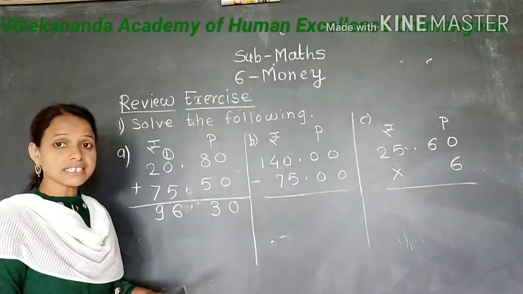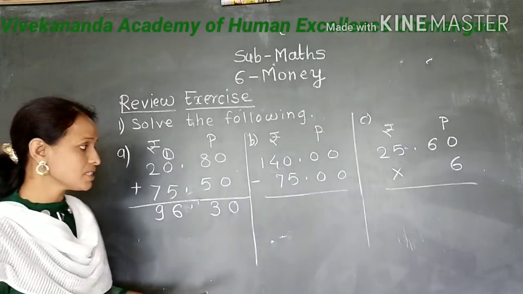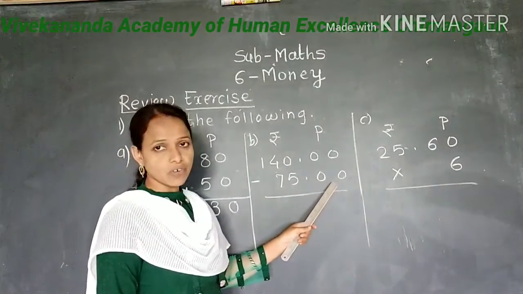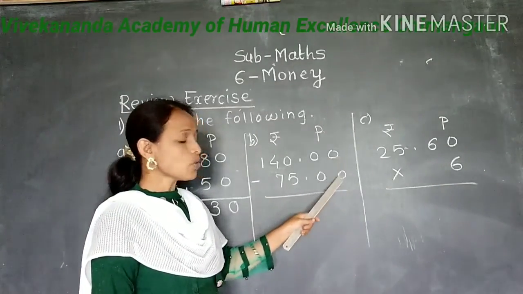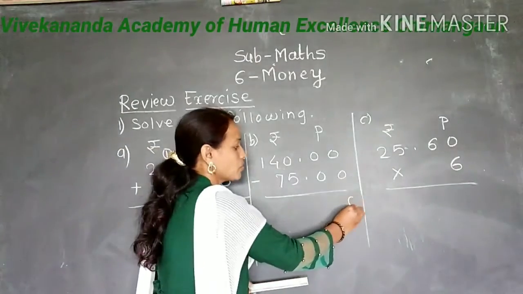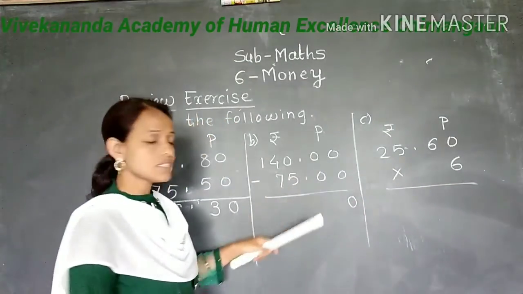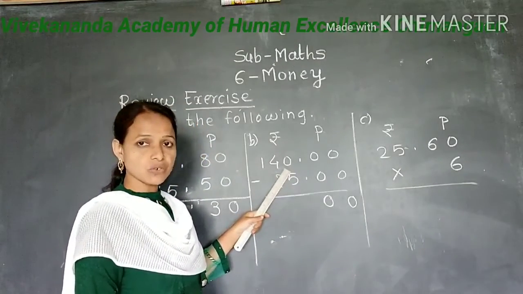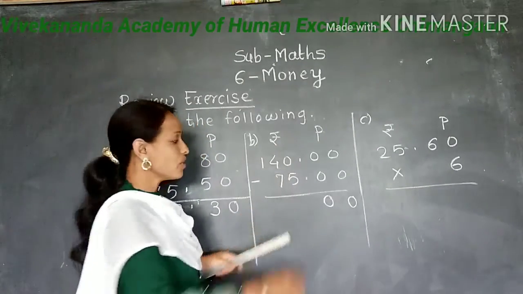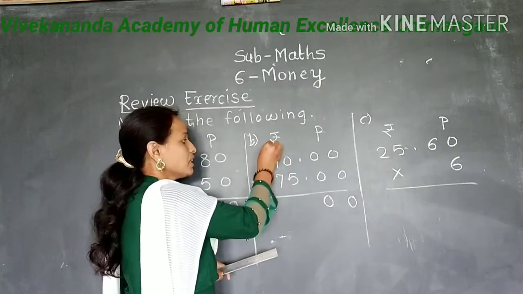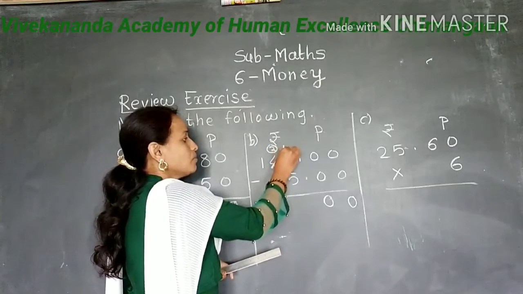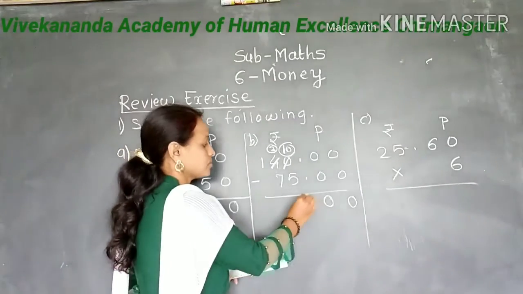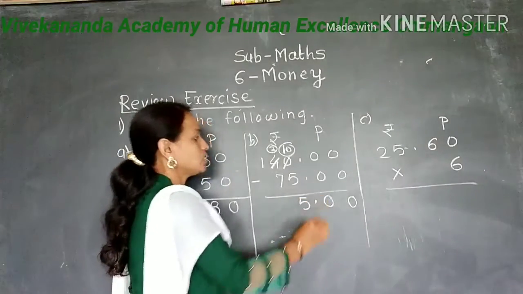Okay. Now we will see the second example. The second example is of subtraction. That also you have learned. We have to start from the right side. 0 minus 0, 0. 0 minus 0, 0. Now here we cannot subtract 5 from 0. So we have to borrow. We borrow 1 from 4. So here remain 3 and 0 becomes 10. 10 minus 5, 5. Now here put the dot.